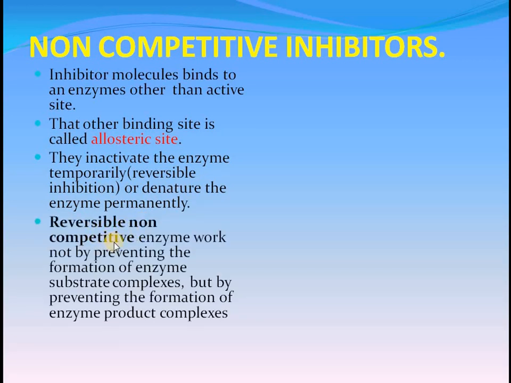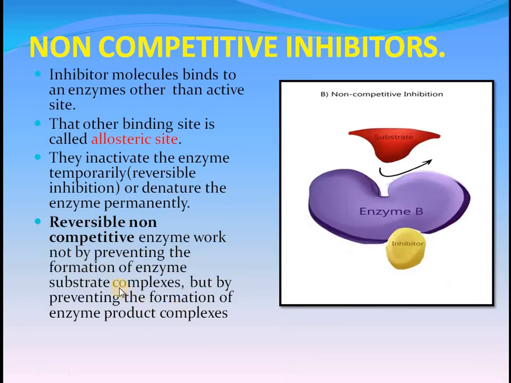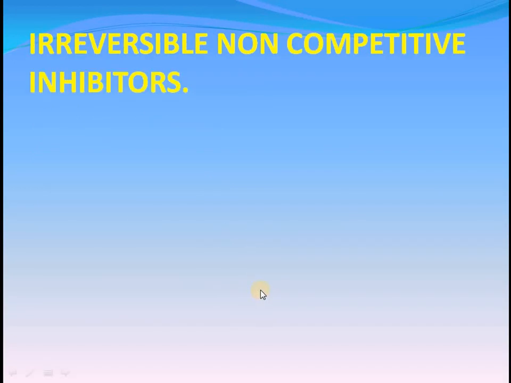Now the reversible non-competitive inhibitors work not by preventing the formation of enzyme substrate complex, but by preventing the formation of enzyme product complexes. You can see here that this is the enzyme and this is the active site. Now it may happen that substrate get entry here. It may attach to the enzymes, but sometimes there are certain inhibitors which come and get entry to the other side, which is known as allosteric site.